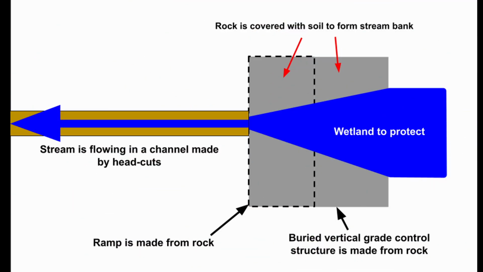Here's a plan view showing how the vertical grade control technique is used. A channel has been dug across the 100-year floodplain of the ditch or stream that is also keyed into the banks. Rocks have been placed in the channel that are compacted tightly together. The valley and the floodplain are shaped so that water must flow over the rock. The rock is covered with soil so that plants will grow.